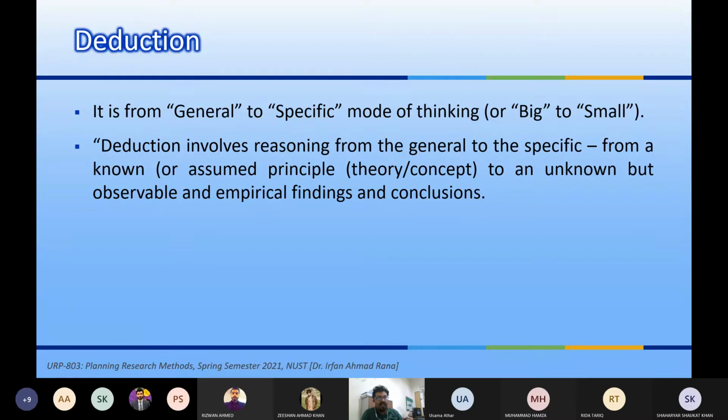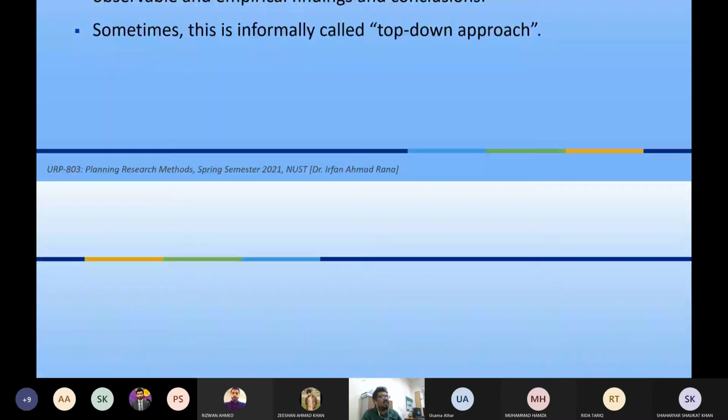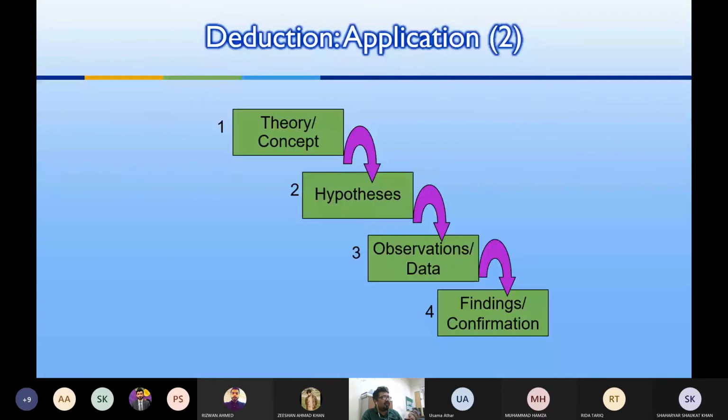We are drawing conclusions of empirical findings at a small level. It's also called the top-down approach, in which theories are there, and we make hypotheses based on that theory, collect the data, and develop our findings, or analyze and get to our findings. So this is the deductive approach, in which theory is there.